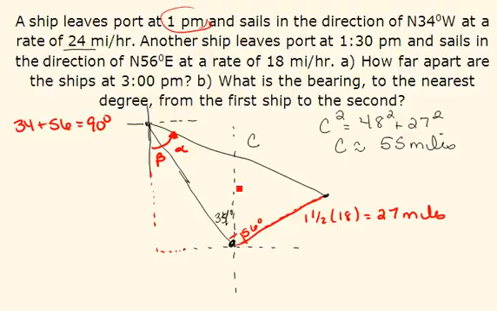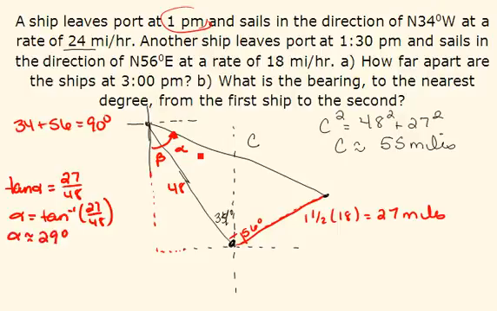In order to find alpha, we will recognize that we have the opposite and the adjacent values of the legs of our triangle known. Therefore, we know that the tangent of alpha is equal to the opposite, or 27, over the adjacent of 48, or alpha is equal to the tan inverse of 27 over 48. Putting this into our calculator, we can find that alpha is approximately 29 degrees. We are now ready to find beta.